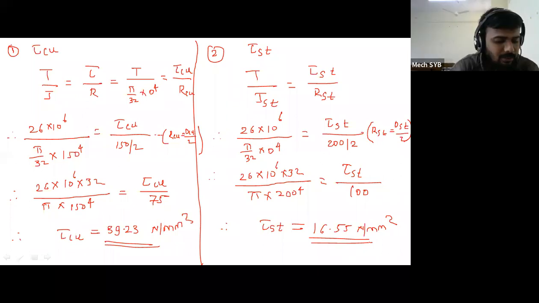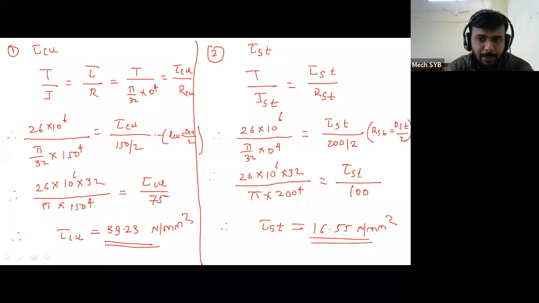I am getting the answers only from the girl students. What about others? What about others, boy students? Don't attend the lectures only for attendance purpose. Do the calculations and send your answers in the chat box. Find both the values, tau of copper and tau of steel.